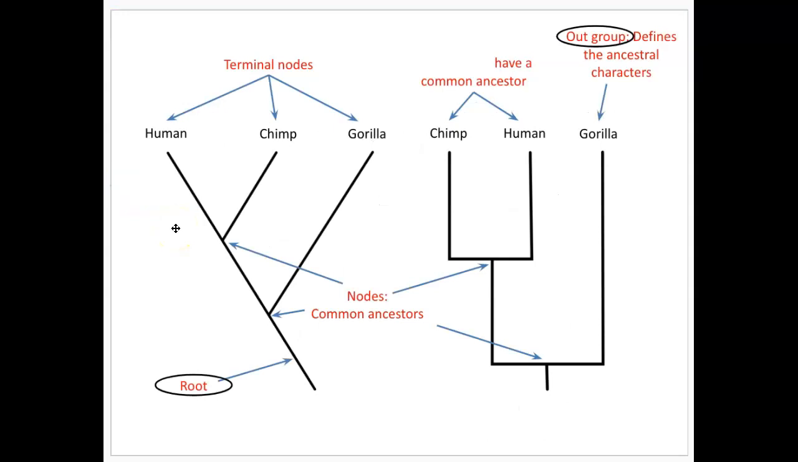Here shows kind of the anatomy of these cladograms. Here's the terminal nodes. Those are the organisms on the ends. We have our nodes that show common ancestors. You do need to always have a root on your cladogram. And then whichever organism shares the least in common, so in this case gorillas, they are considered the outgroup. The outgroup defines the ancestral characteristics, and they have the most distant common ancestor.